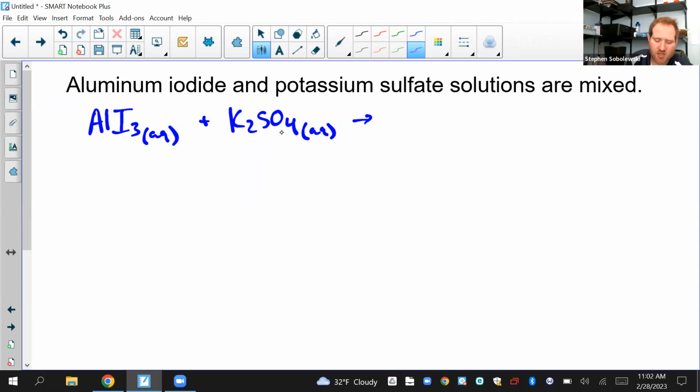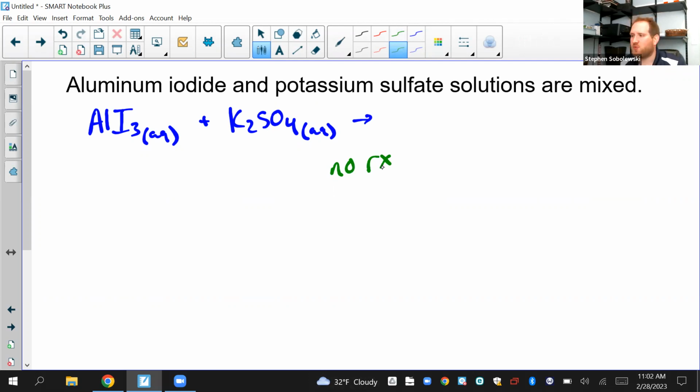The other product is going to be the iodine from this one, which is the negative side, reacting with the positive potassium from this one. But remember, positives always come first in compounds. So it's going to be potassium iodide aqueous. So notice both products are aqueous. That means no reaction because both are going to be aqueous.